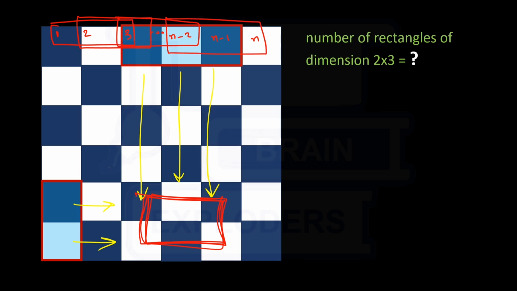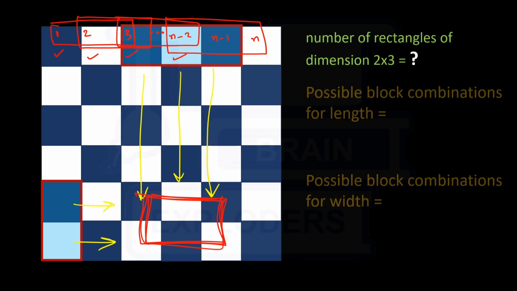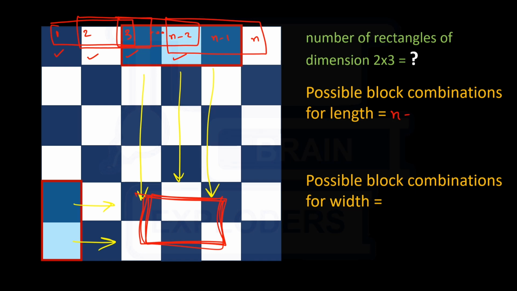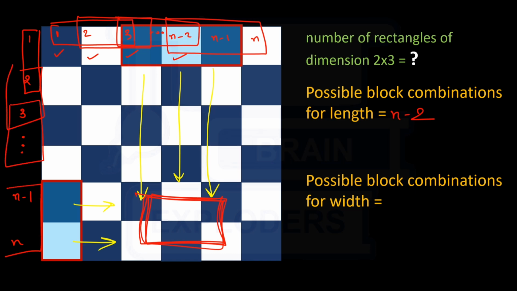Then if we count the possibilities of length, we have 1, 2, 3, 4 and so on up to n minus 2, right? So the number of possibilities for length is n minus 2. In a similar way, if we number the rows for the width, like 1, 2, 3 up to n minus 1 and n, and start choosing, then we can have 1 2, 2 3, 3 4 and so on up to n minus 1 n, means 1, 2, 3 and so on up to n minus 1 possibilities, right?